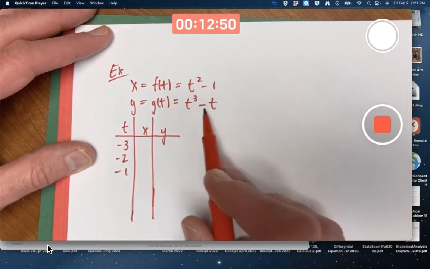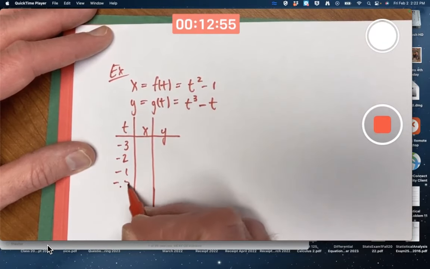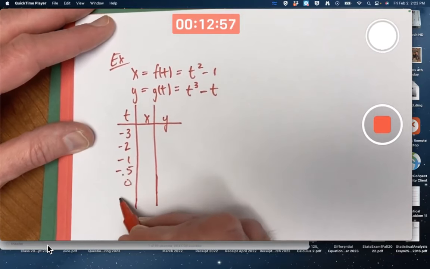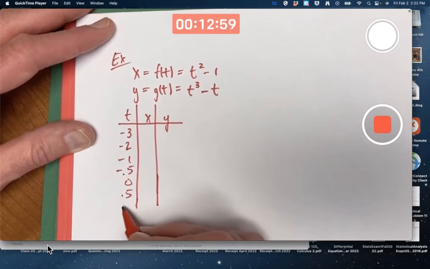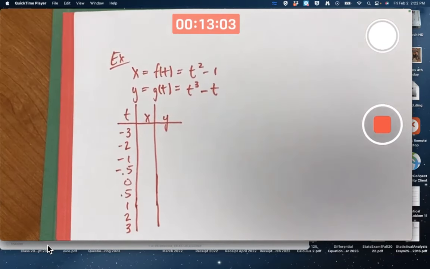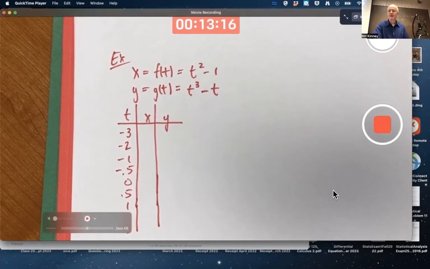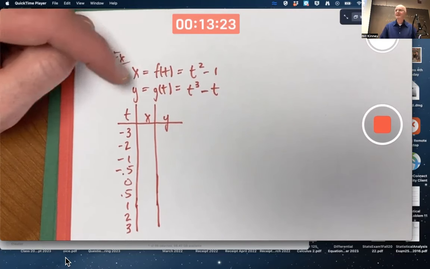Some interesting things go on near 0, so I'm also going to pick -0.5, 0, +0.5, +1, 2, 3. I am going to be helped in plotting points and filling in numbers in the table by the fact that f is an even function and g is an odd function. F is an even function, g is an odd function.